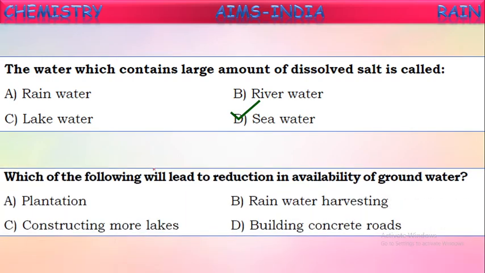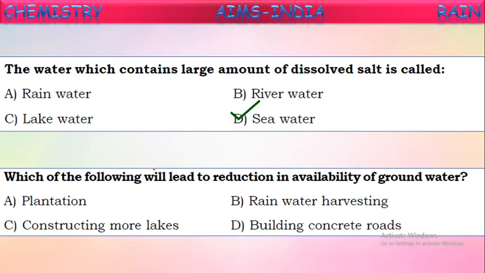Next question. Which of the following will lead to the reduction in availability of groundwater? They are asking which of these reduces the groundwater level. See, plantation, is it causing a reduction in the water level? No, plantation actually increases the water in the ground. It makes the water sink more. It preserves. Rainwater harvesting? No, this is also not. Rainwater harvesting also increases the groundwater level. It preserves.